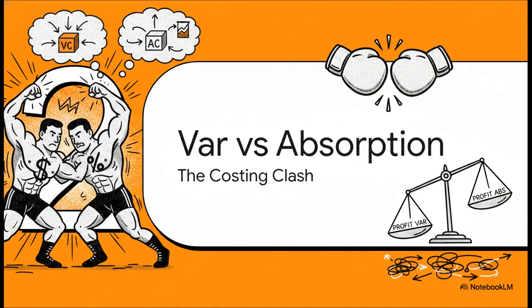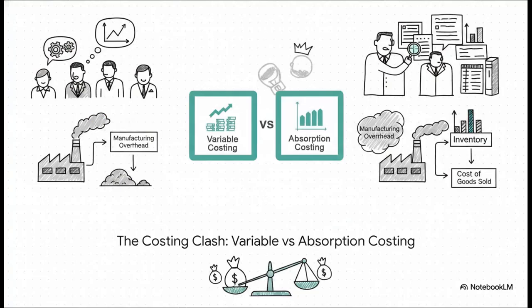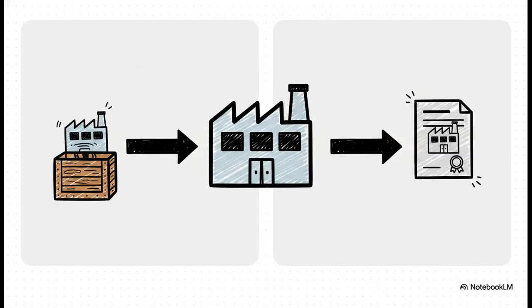Section 2. Variable versus absorption costing. The answer to our mystery lies in a heavyweight clash between two radically different costing systems. In the left corner, we have variable costing, which is heavily favored by internal management for quick decision-making. And in the right corner, absorption costing, the undisputed champion of external financial reporting. They are looking at the exact same factory, but they treat manufacturing overhead in entirely different ways. The whole philosophical divide boils down to how they handle fixed manufacturing overhead. Think factory rent or machine depreciation.